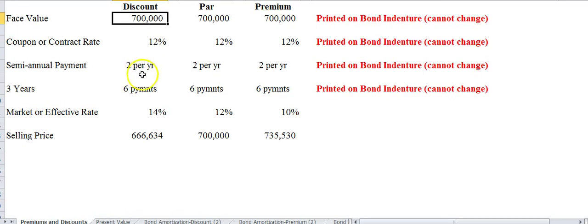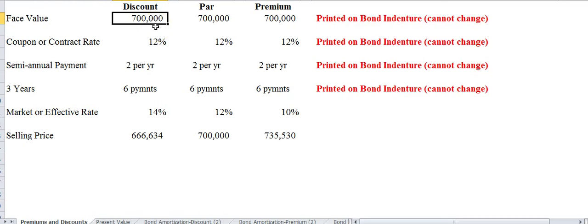And whatever interest for that period. Okay. And so that's a basic concept. All these are stated in the bond indentures, the first four. And so that's it.